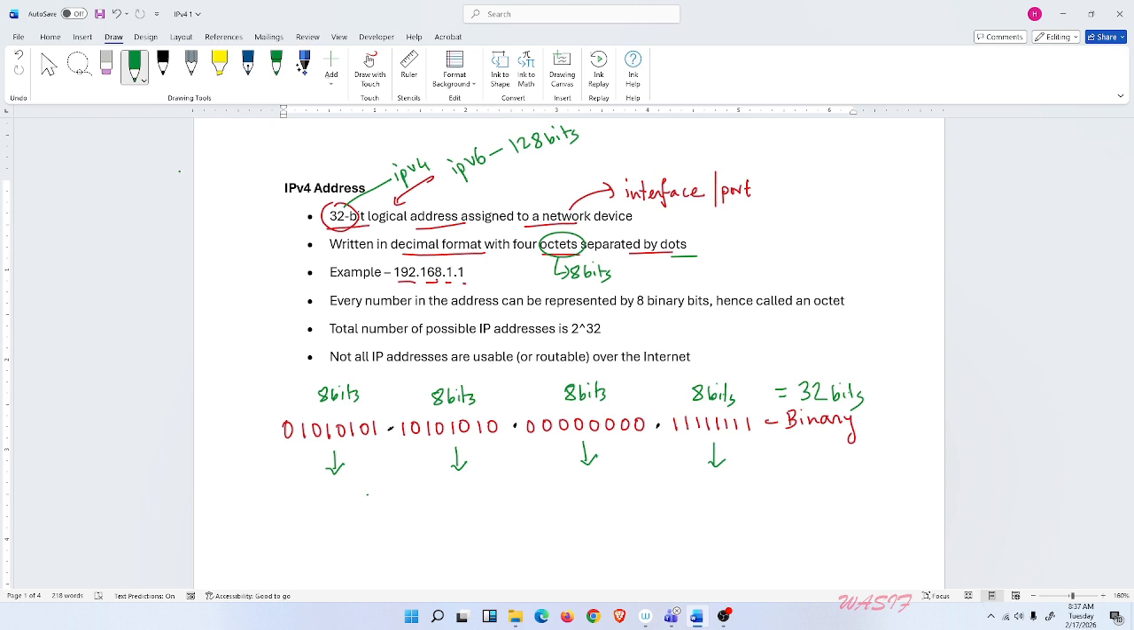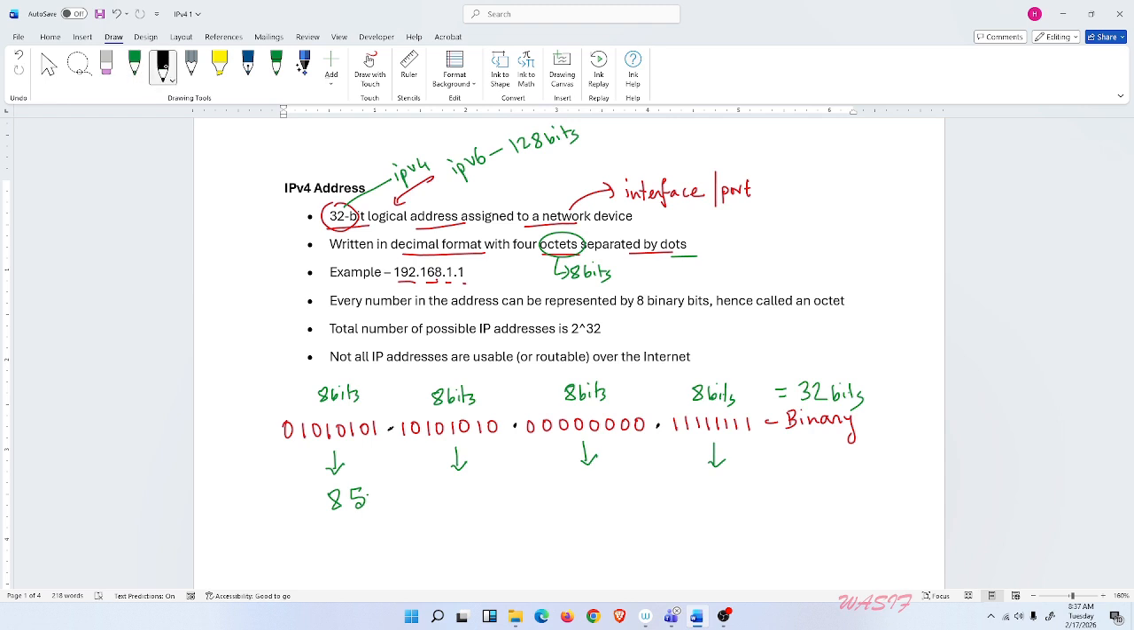We will learn conversion later, but for the time being, not. I don't want to put everything in one place. Just have a look here. Now if you look at here very carefully, what will be the decimal format of this number? So it will be, I think, if I'm not making a mistake, 85.